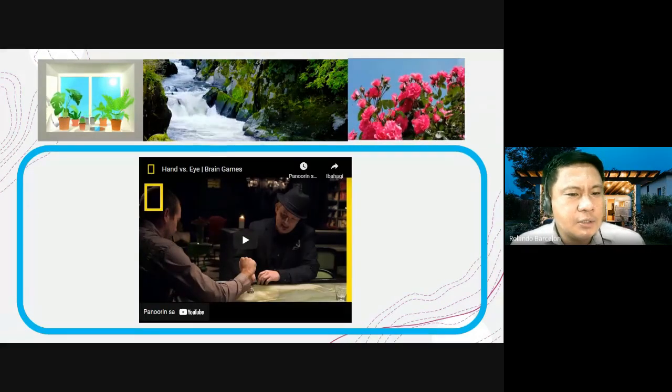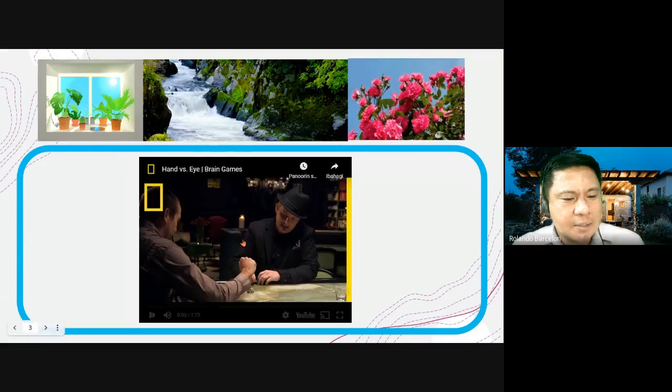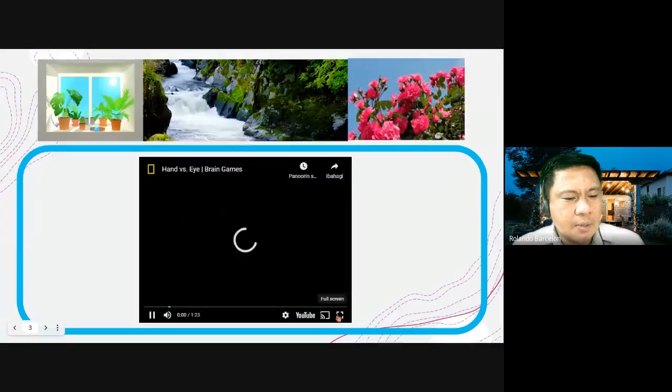Okay, so this is a magic or this is a trick. Okay, so but how the trick goes and how does science explain on this? Okay, listen to this one.